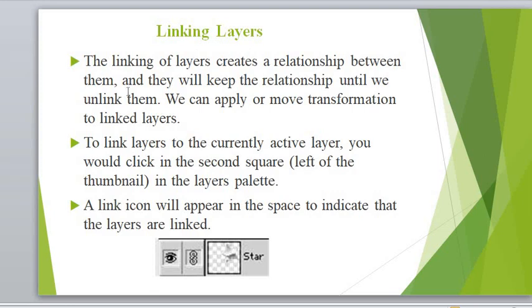Next, linking layers. The linking of layers creates a relationship between them. That is, we can link one layer with the other layer and create a relationship between them. And we can also apply transformation to the linked layers. To link layers to the currently active layer, we need to click in the second square. The first square is the small eye icon, that is hiding the layer, and the second square is linking layers. If we want to link the layer, we need to click in the second square. This link symbol indicates that this layer is linked to the currently active layer.